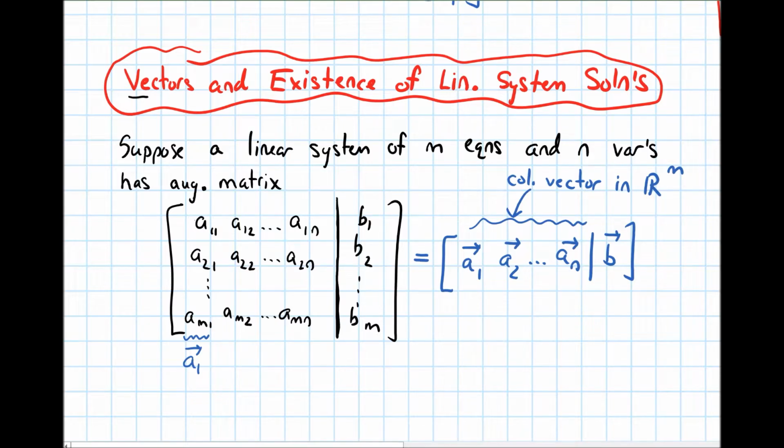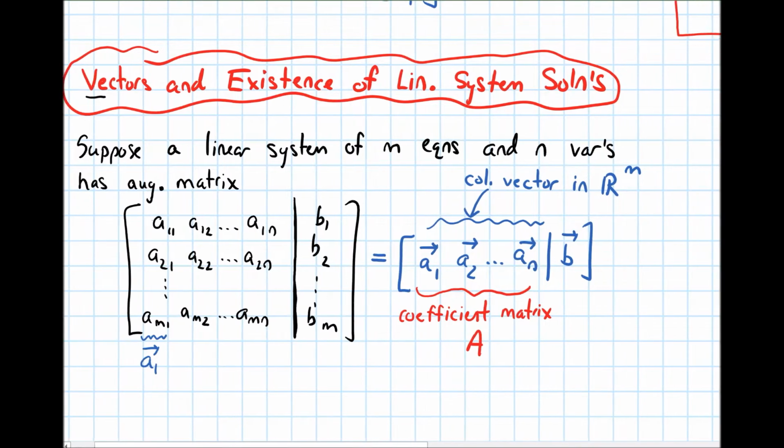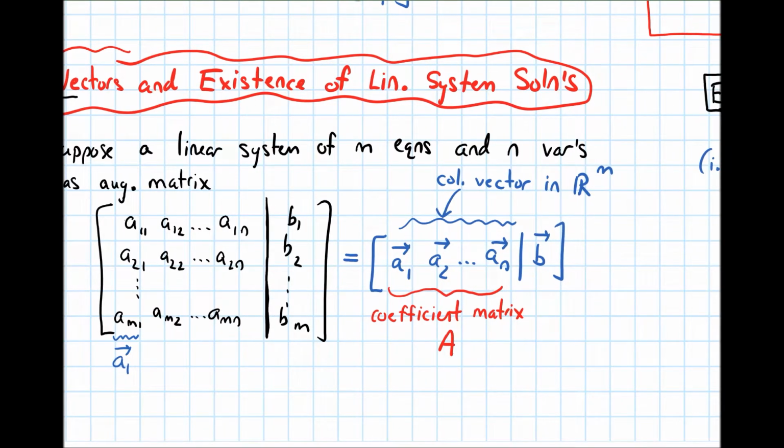Okay, so let's remember that for everything to the left of the augmented bar, we had a term to refer to that: it's called the coefficient matrix. I'm going to call this A. So if I think of that whole thing as just a matrix in and of itself, I can write this even more succinctly as A to the left-hand side of the augmented bar, and then the vector b on the right-hand side.